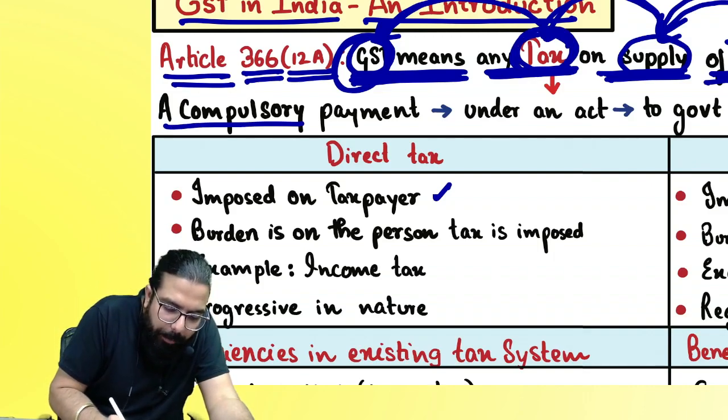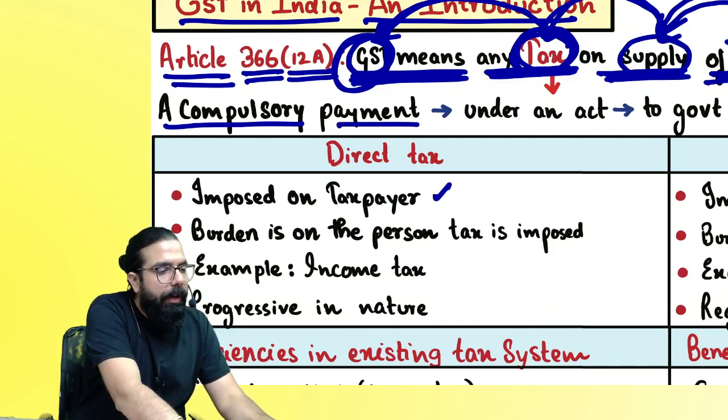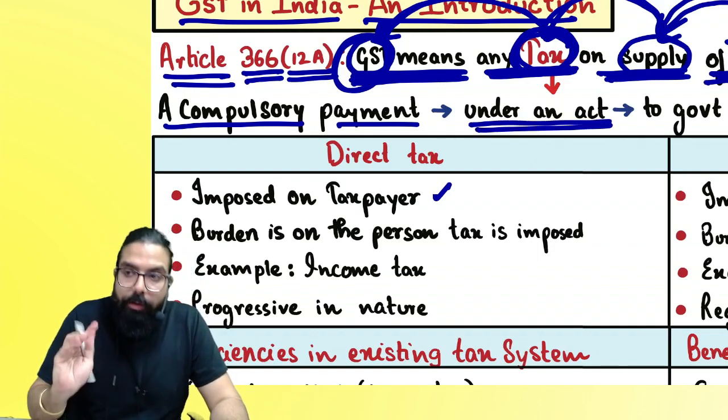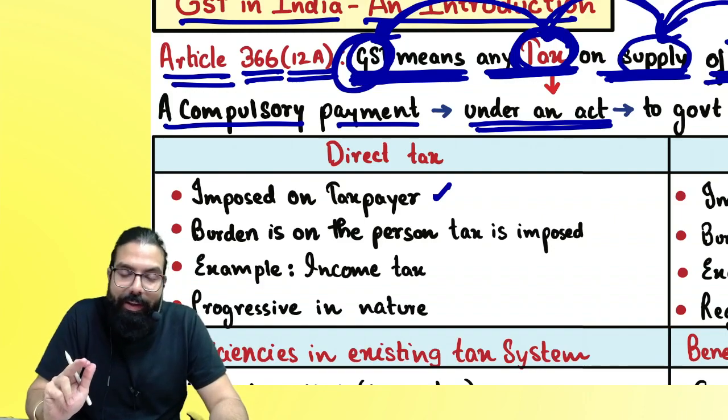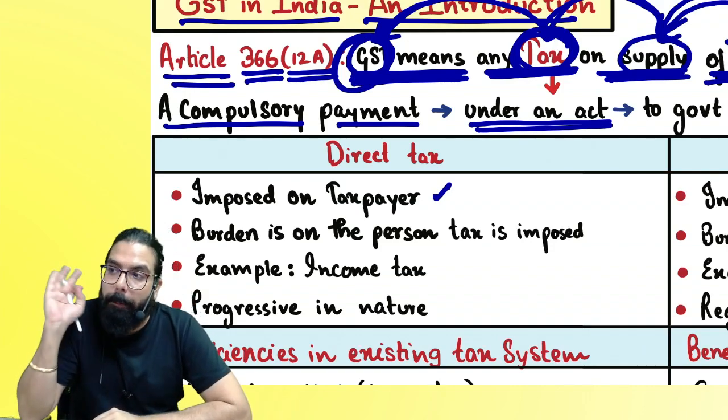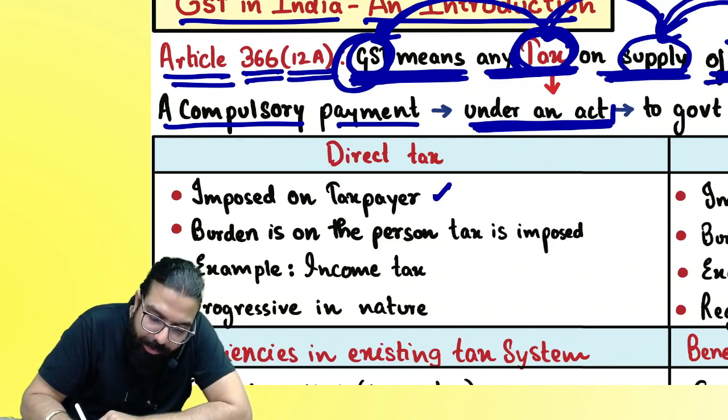Tax means a compulsory payment. Tax is nothing other than a compulsory payment which you go ahead and do under an act. Baba, is it voluntary? I want to give, I will give. I don't want to give, I will not give. Is it voluntary, everyone? No, it is compulsory, which you do under an act.